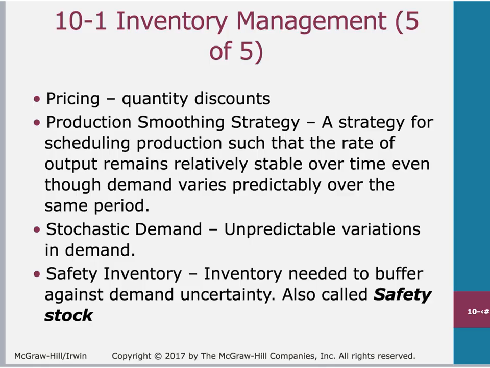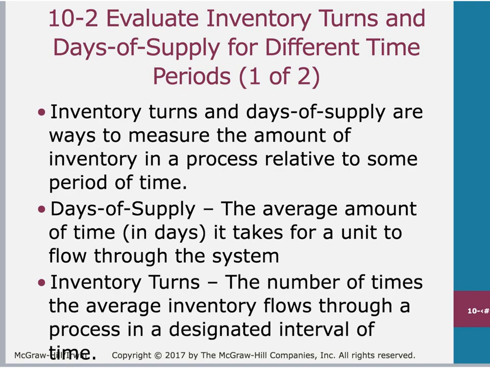Then you have the production smoothing strategy, which is a strategy for scheduling production such that the rate of output remains relatively stable over time. And then finally you have what's called safety stock or safety inventory, and that's where, as I mentioned before, you have a buffer against any demand uncertainty. It could also be not just demand uncertainty, but also supply uncertainty.